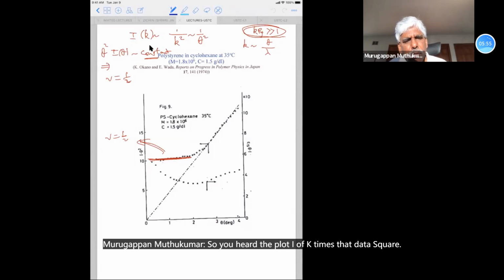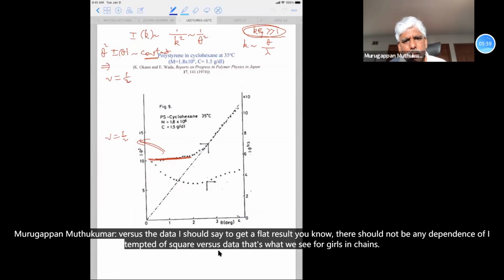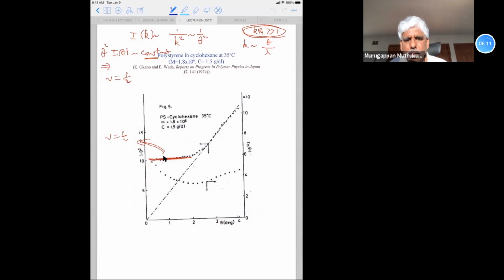So if I were to plot I of k times theta squared versus theta, I should get a flat result. There should not be any dependence of I times theta squared on theta. That's what we see for Gaussian chains.